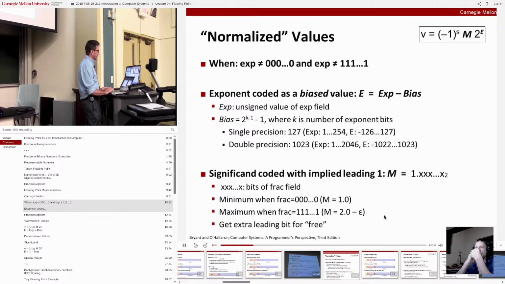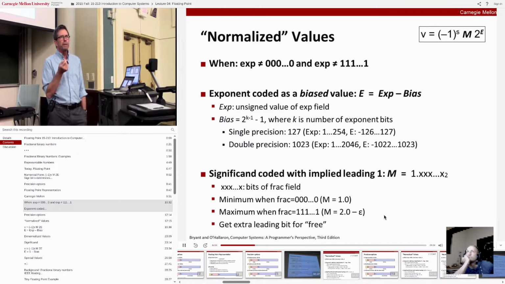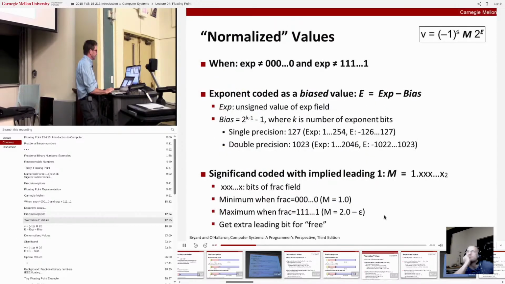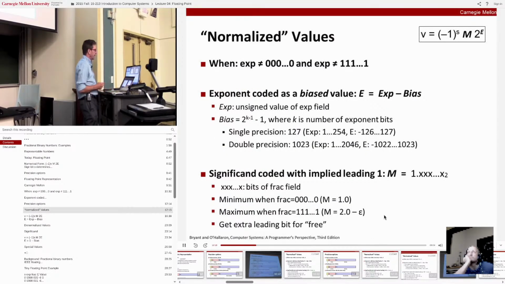So the exponent e, remember our numbers are (-1)^s times m times 2 raised to the power e. The exponent e is encoded as this biased value which is called exp. So the exponent e is exp minus some bias. Capital exp is the value of the bits in the exp field, treated as an unsigned number. In the case of single precision, that's an 8-bit number. Now the bias is 2 to the power k minus 1, minus 1, where k is the number of exponent bits.